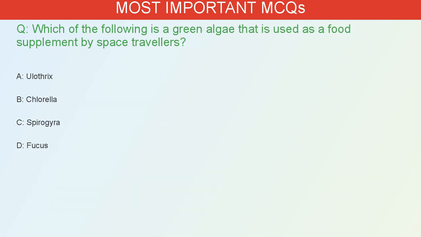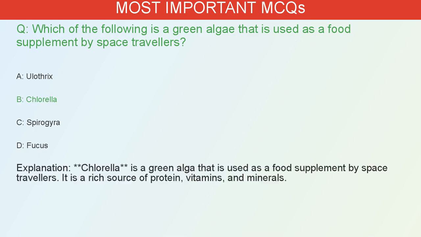Which of the following is a green algae that is used as a food supplement by space travelers? A. Ulothrix. B. Chlorella. C. Spirogyra. D. Fucus. The correct answer is B. Chlorella is a green alga that is used as a food supplement by space travelers. It is a rich source of protein, vitamins, and minerals.